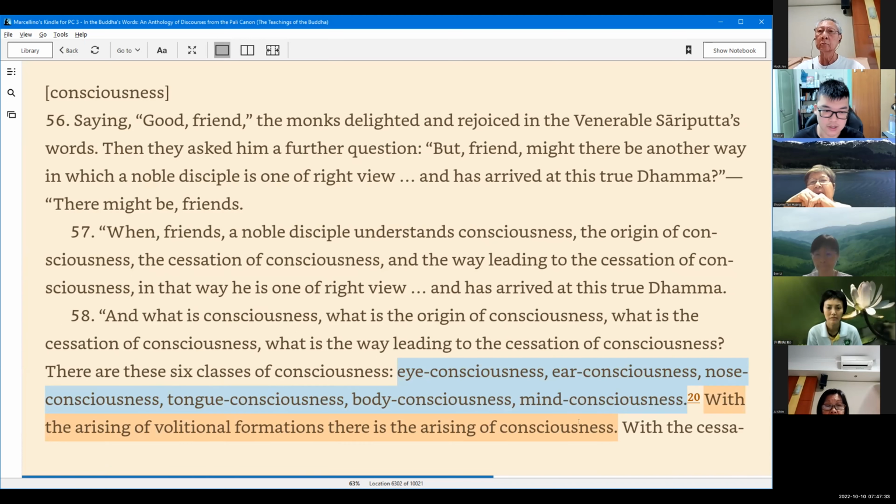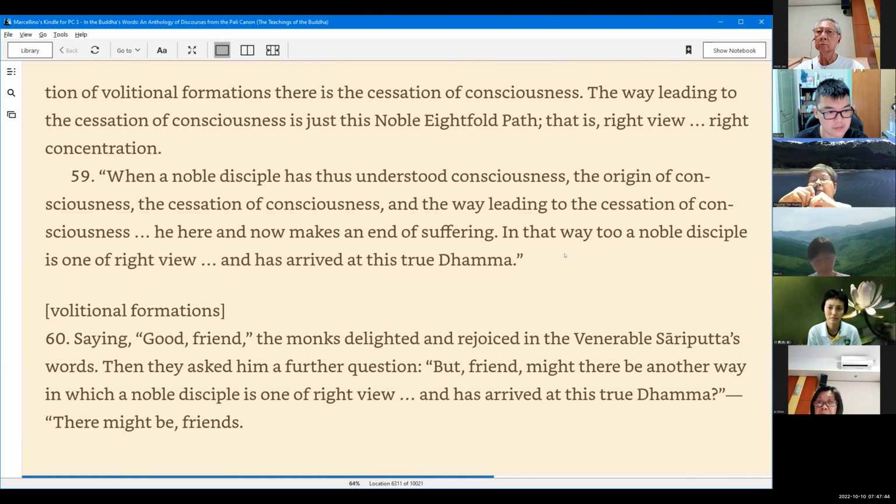And what is the cause of consciousness? It is with the arising of volitional formations. There is the arising of consciousness.